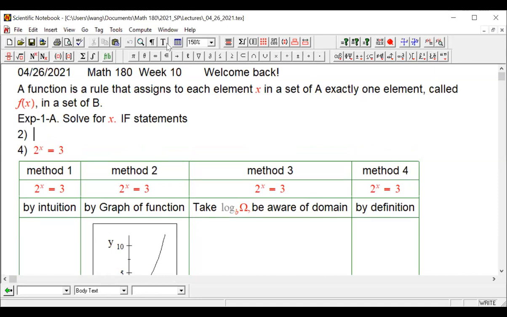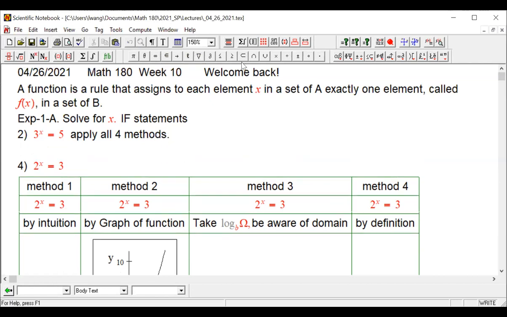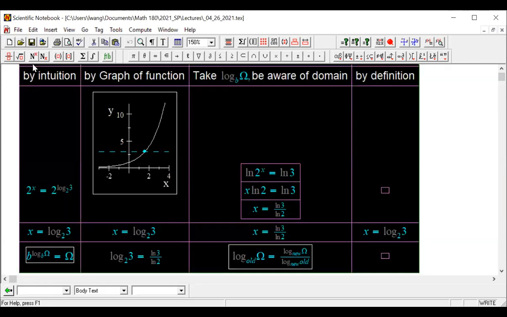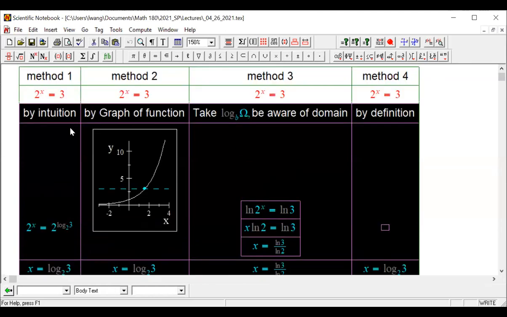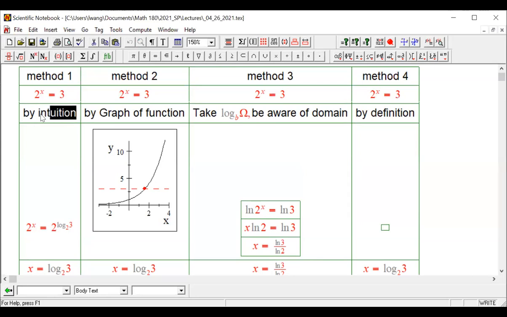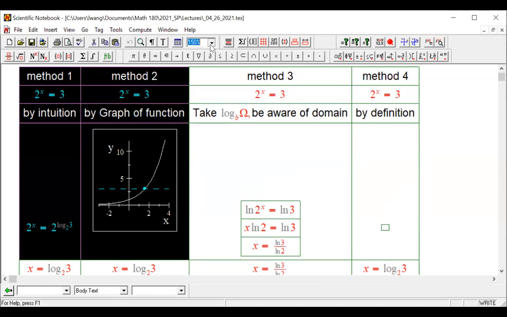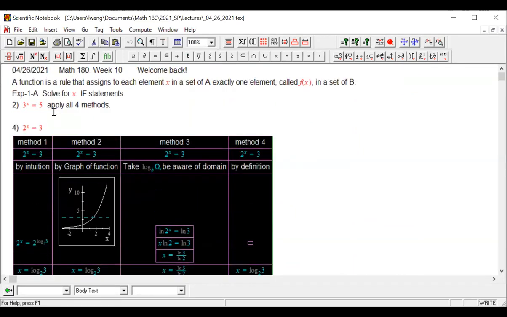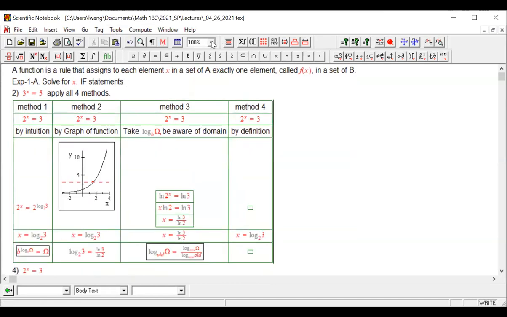Okay, 3 to the power x equals 5. Apply all four methods. So this time it's no longer that intuitive, right? But I'm still going to put it there. Hold on, I'm going to set up the table for you, and you're going to work out the four methods. You probably need some scratch paper yourself.